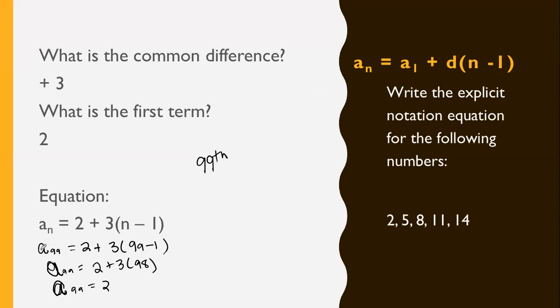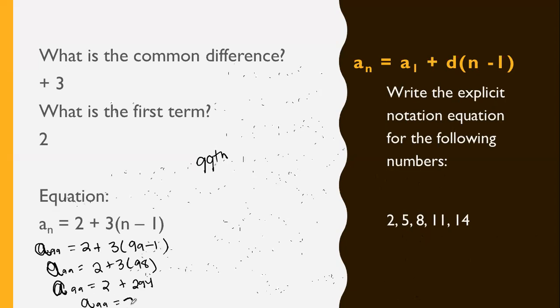294. What was it? 294. And then the last thing I need to do is add 2, which would give me 296. So the 99th term is 296.